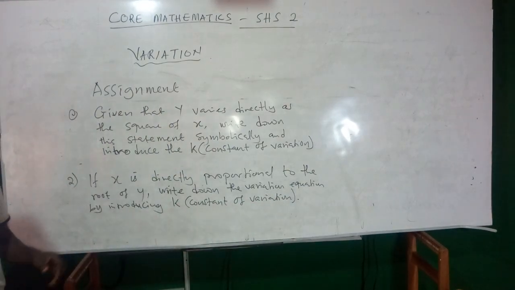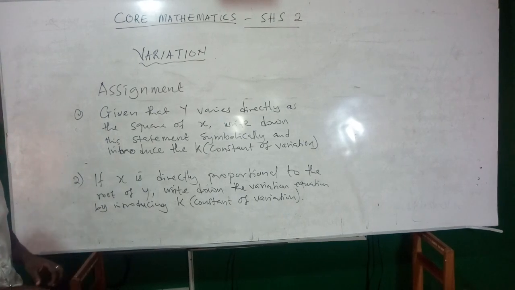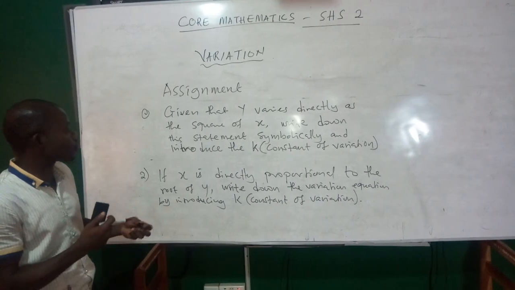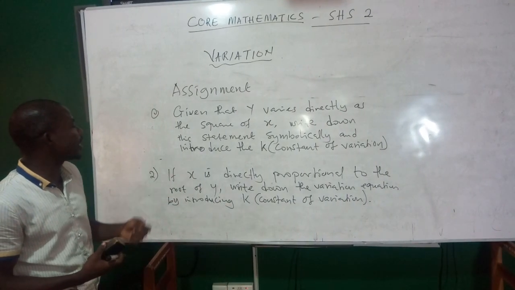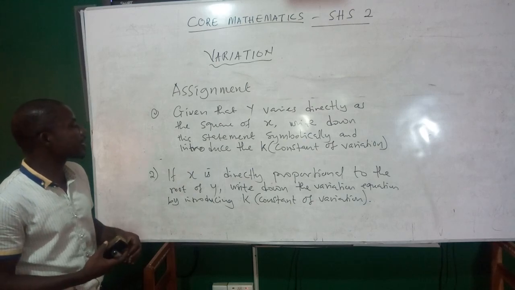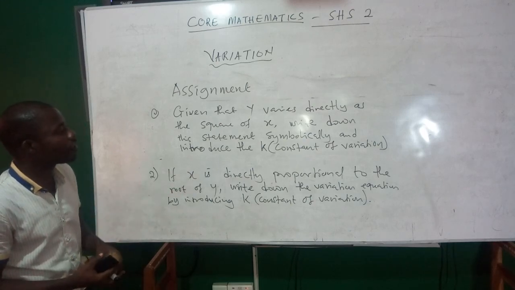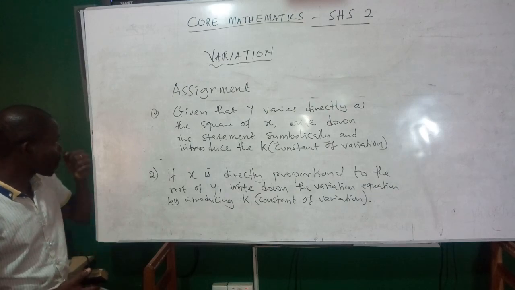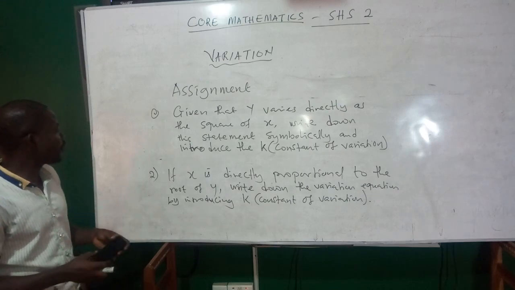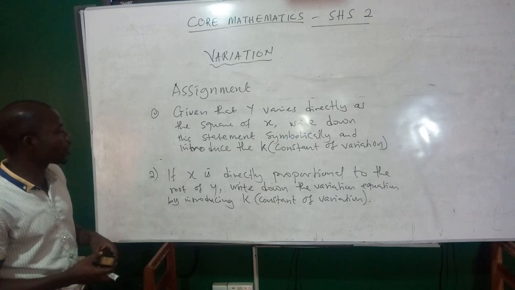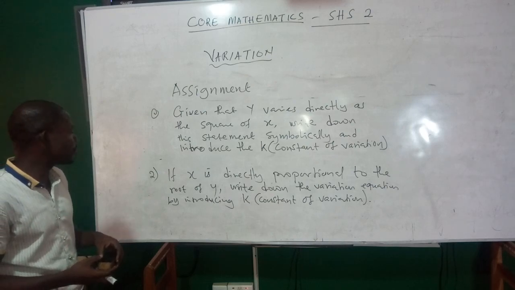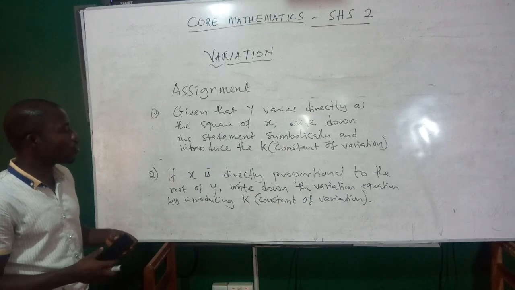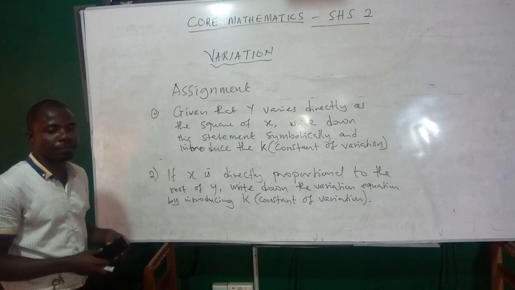Alright, students, you take these two assignments. 1. Given that y varies directly as the square of x, write down this statement symbolically and introduce the k, that is the constant of variation. 2. If x is directly proportional to the root of y, write down the variation equation by introducing k, the constant of variation.